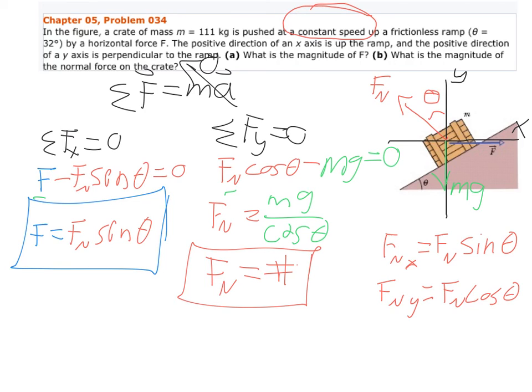Again, the key here is realizing that it's at a constant speed, so the net force is 0, drawing a good free body diagram, and setting up your sums of forces. You can also alter your axes to be parallel and perpendicular to the ramp. The challenge there is that both your weight mg and your force F need to be broken into components. I chose this way so I only had to break one force into its components.